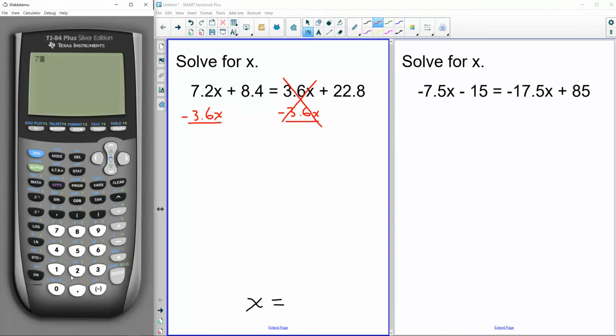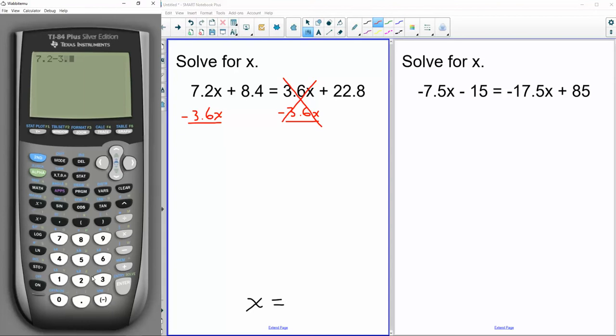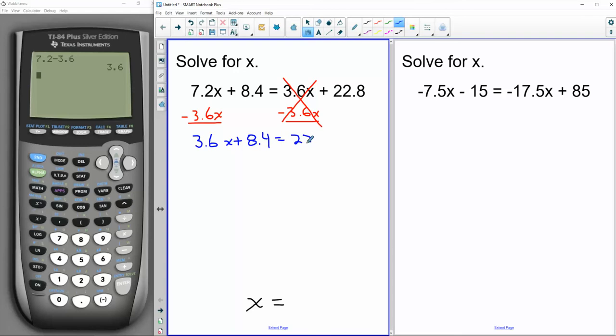So 7.2x minus 3.6x is 3.6x. Okay, so that gives me 3.6x plus 8.4 equals just 22.8, because when you subtract something from itself, it's 0, and 0 plus 22.8 is 22.8. Okay, at this point, we've got a two-step equation.